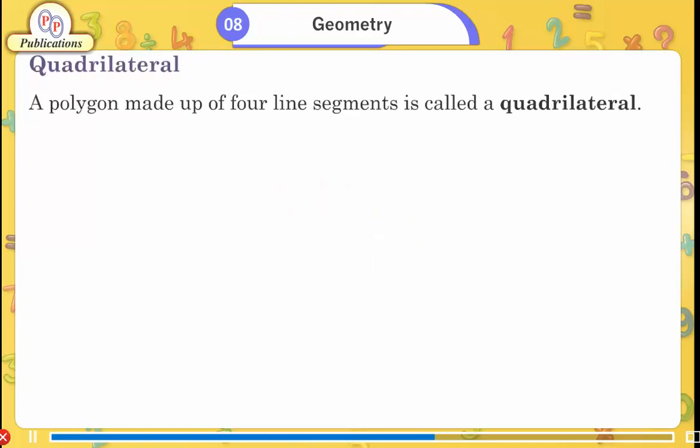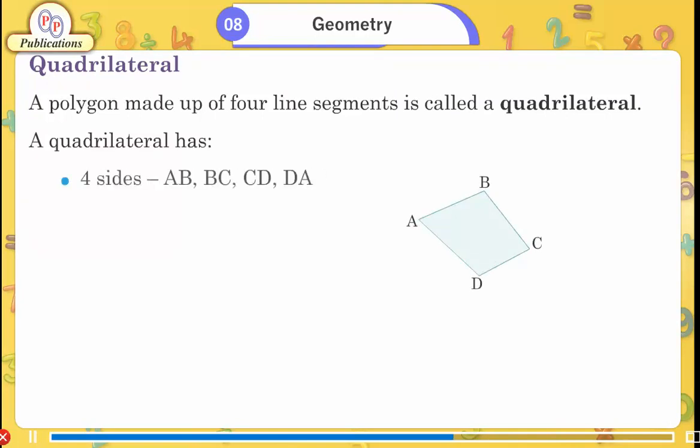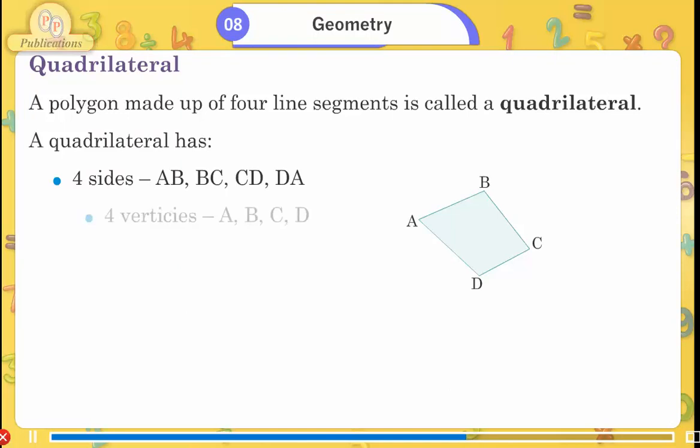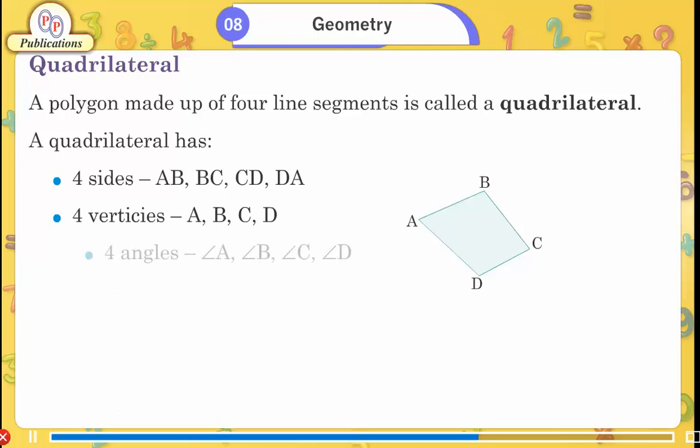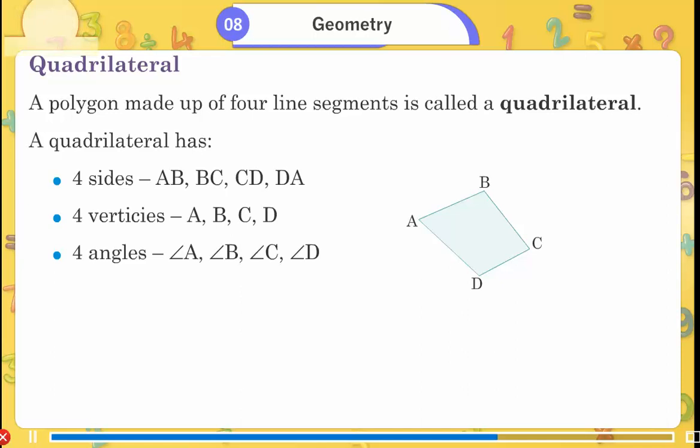Quadrilateral. A polygon made up of four line segments is called a quadrilateral. A quadrilateral has four sides AB, BC, CD, DA, four vertices A, B, C, D, and four angles: angle A, angle B, angle C, angle D.